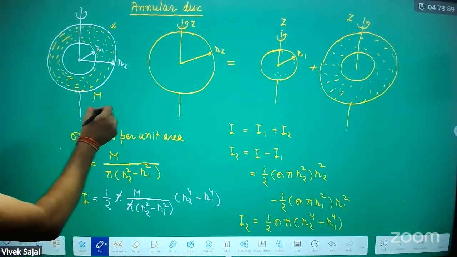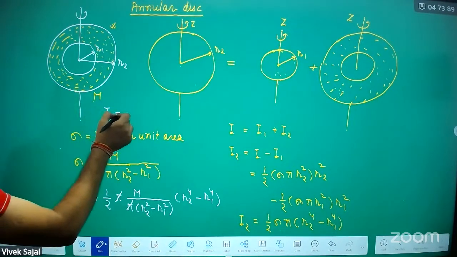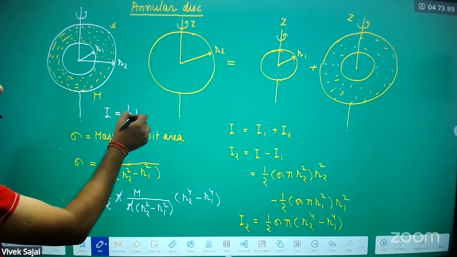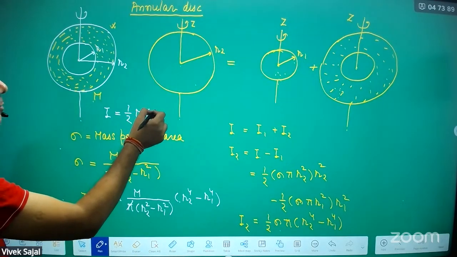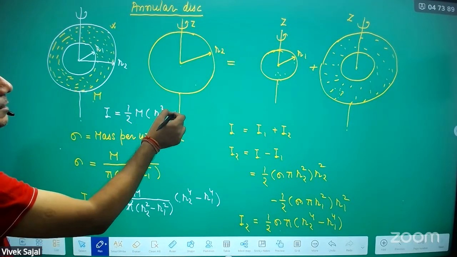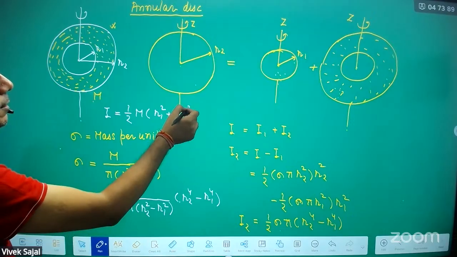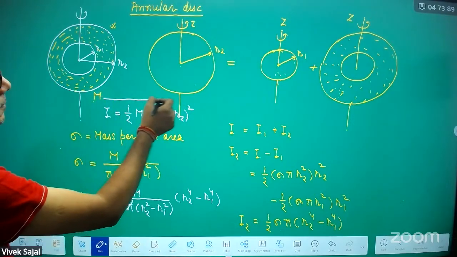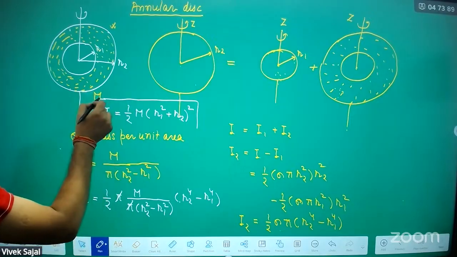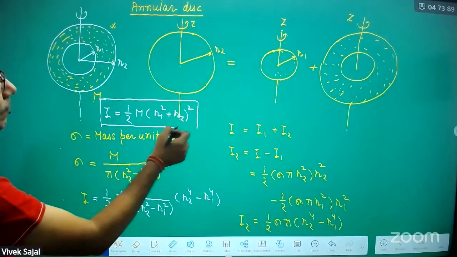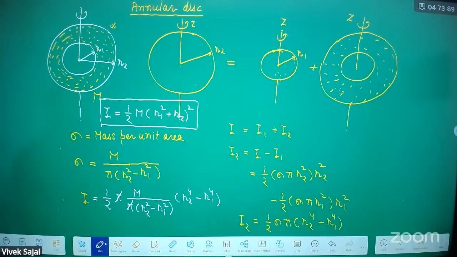And what will be the moment of inertia of this? That will be I, 1 by 2, mass of it, r1 square plus r2 square. This will be the formula for this annular disk. For annular disk, this will be the moment of inertia I. ठीक है? Is it okay? Next beta. ठीक है? Please note it down.